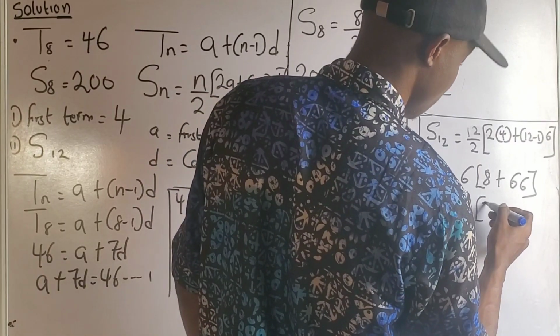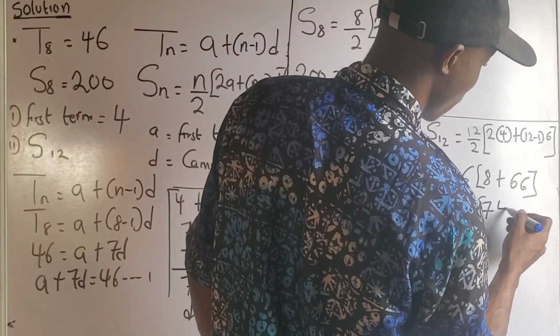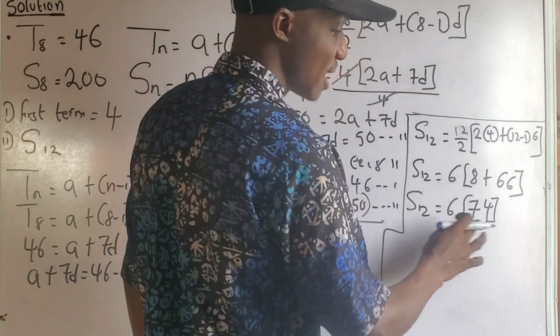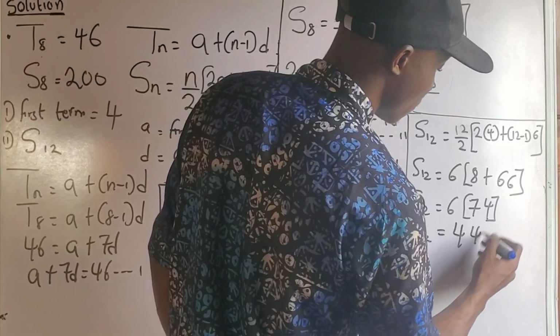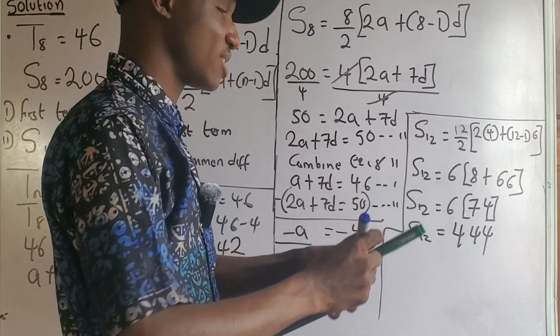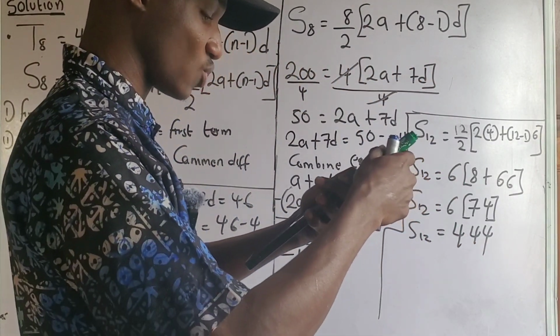That is 74, okay? So 6 times 74, that is 444. So the sum of the 12th term is 444. Do you understand? So that is the solution to that question.